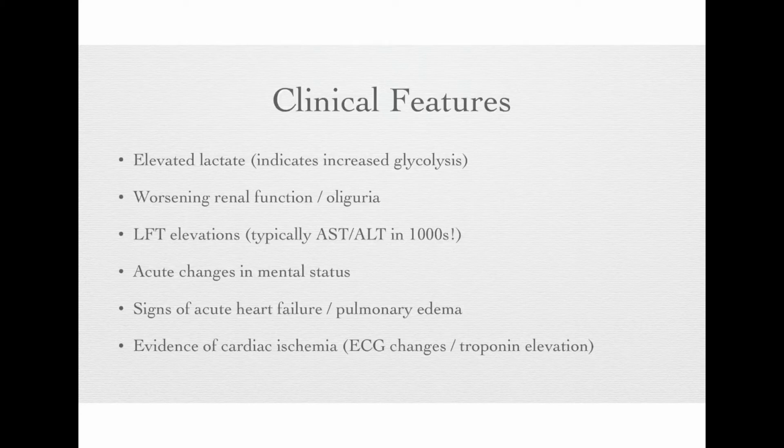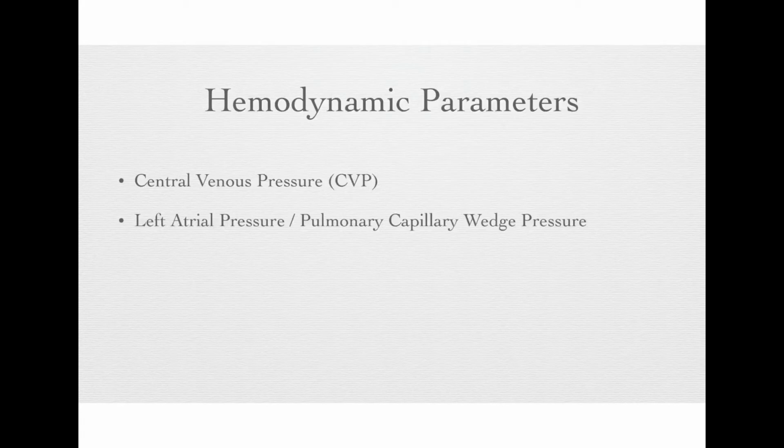Now, all of these features can help us suggest that a patient is actually in shock, but they usually don't help us to define the underlying cause of the patient's shock. So to do that, we need to look at a few other parameters. And those would include the hemodynamic features, such as the patient's central venous pressure, or CVP, which is reflective of the right atrial pressure. The left atrial pressure, historically also known as the pulmonary capillary wedge pressure, which is indicative of left ventricular preload. The cardiac output, which can be measured directly.